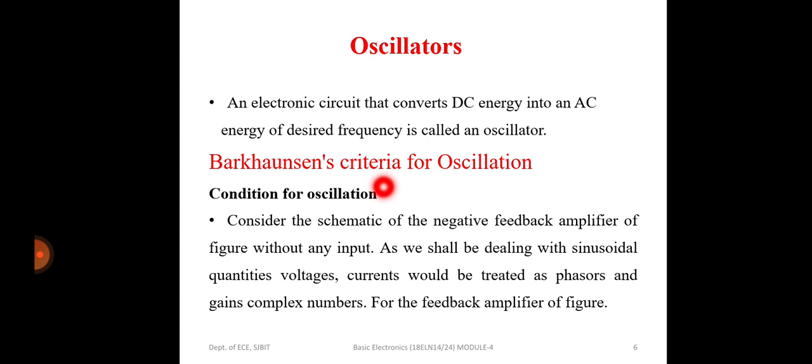The other category is based on the type of output waveform: sinusoidal oscillators, which we also call harmonic oscillators, and non-sinusoidal oscillators or relaxation oscillators. The next category is based on the feedback circuit employed, which could be an RC oscillator or an LC oscillator. And the next categorization is based on the frequency of the generated signal.